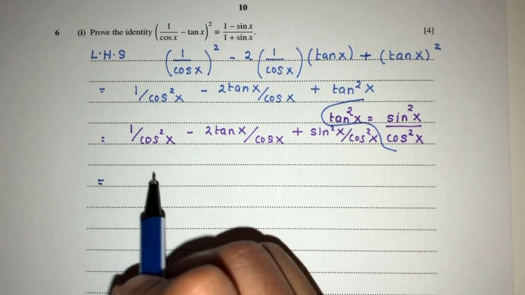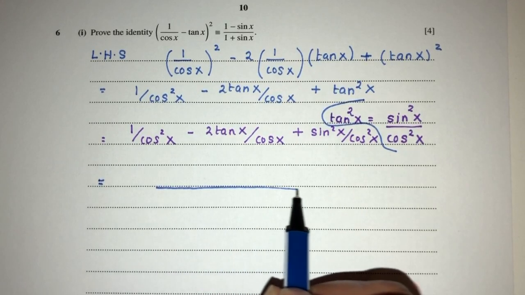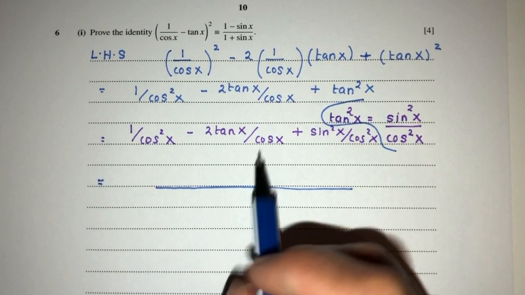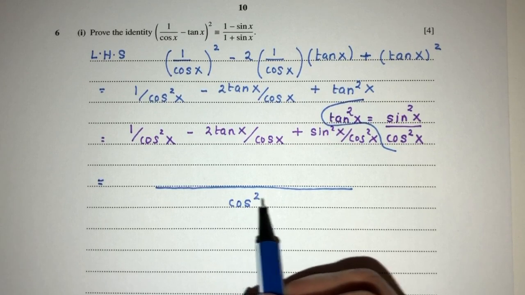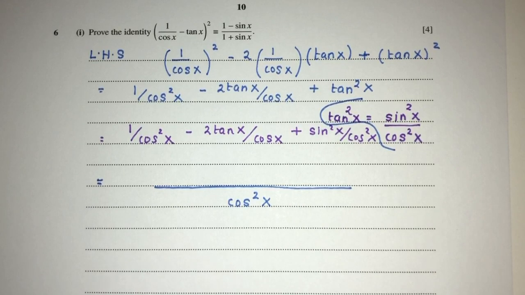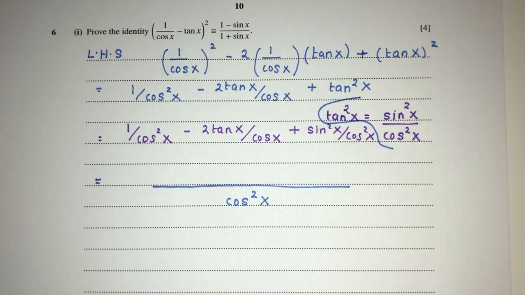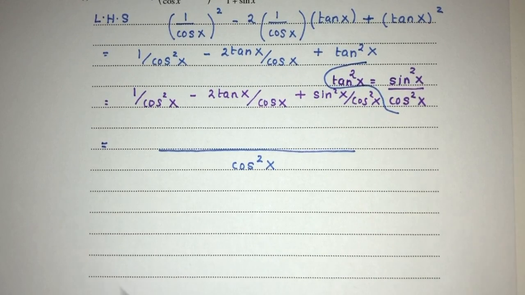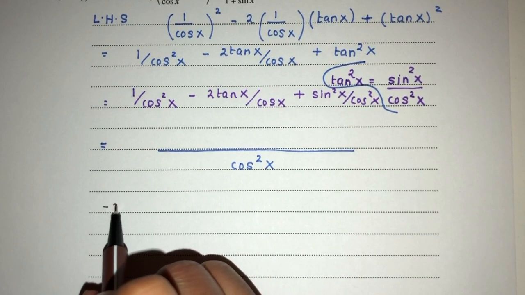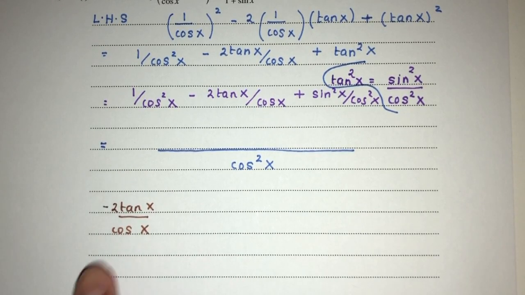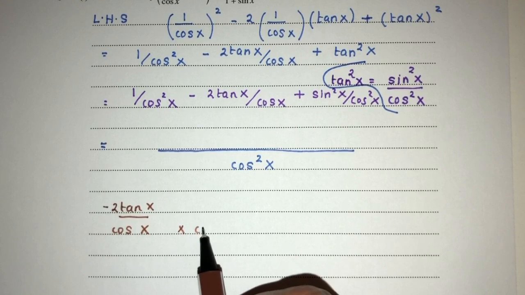So the LCM is what? It is cos square x. So how can you make cos x become cos square x? We have to multiply by cos x. So by doing that, we make everyone's base become cos square x. It is just a way to simplify your fractions so you can combine them together. Now, let me explain, because it could be confusing for some people. For example, let's say I have minus 2 tan x over cos x. To change this to cos square x, we have to multiply by cos x.